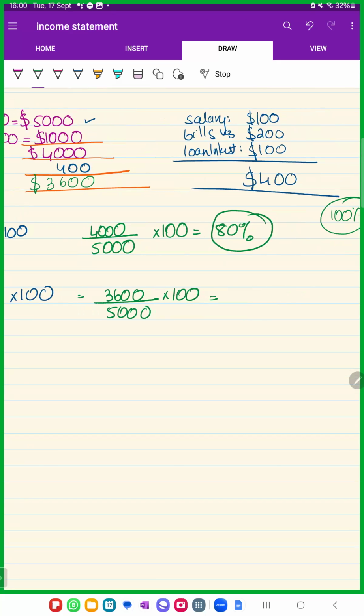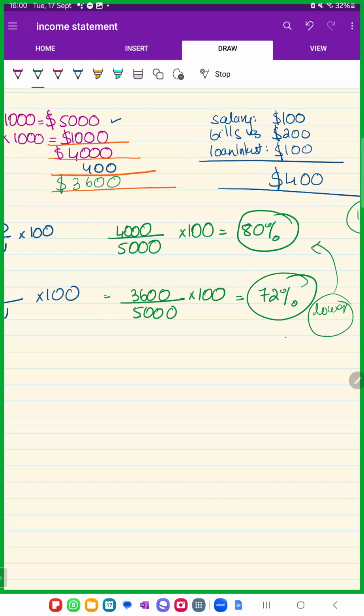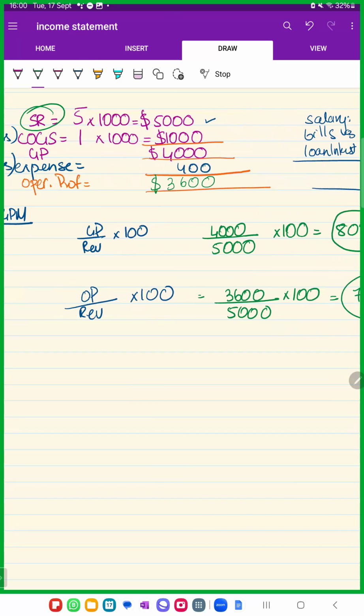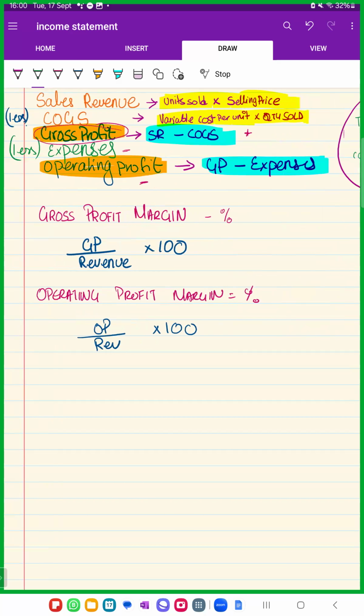So 72%. Now, even though this is also really good, it's always going to be lower than the GPM. Why? Because this is giving you a realer picture as compared to your expenses. It's always going to give you a lower one, right? Because you're cutting down the expenses here as well. So in the end, we got operating margin and gross margin both out of the way.